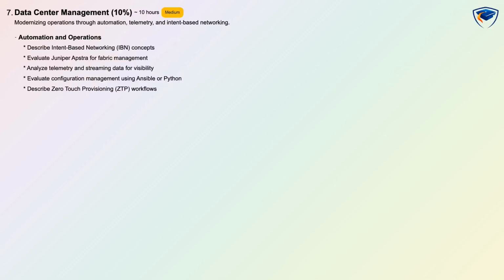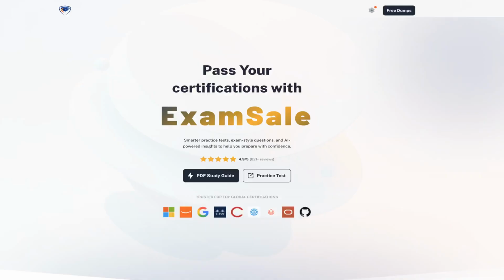Data center management is 10%, medium difficulty, with roughly 10 study hours and conceptual and scenario-based questions on automation and operations. You will learn intent-based networking concepts, how Juniper Apstra manages fabrics, and how telemetry and streaming data provide operational visibility. You will also evaluate configuration management with Ansible or Python, zero-touch provisioning workflows, and design automation that ties intent to fabric behavior.